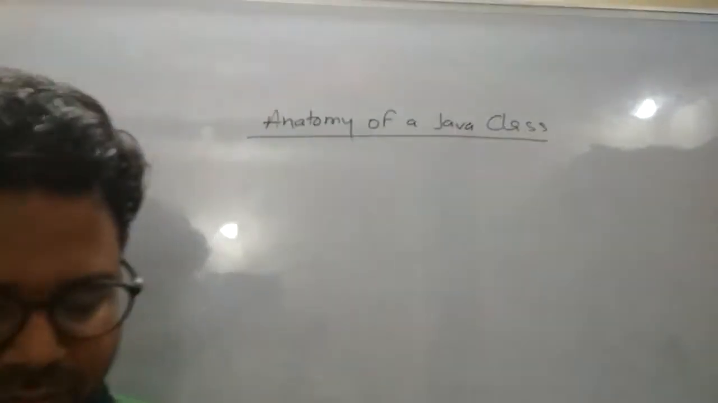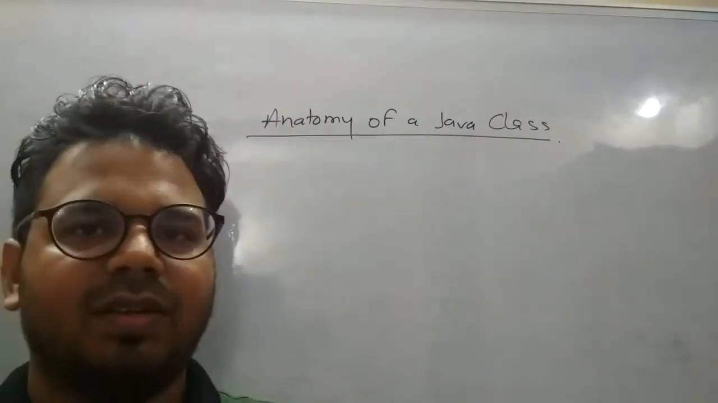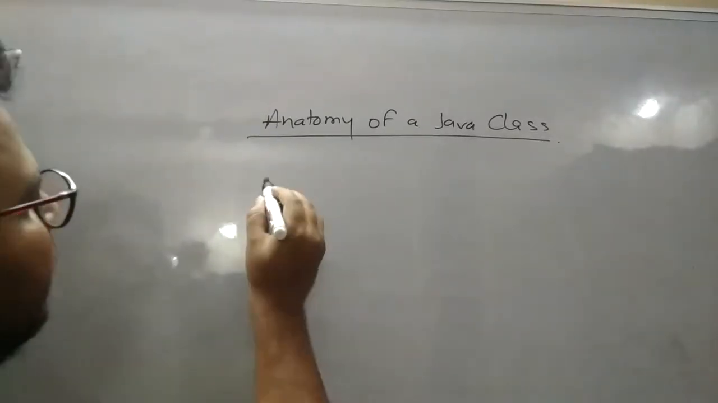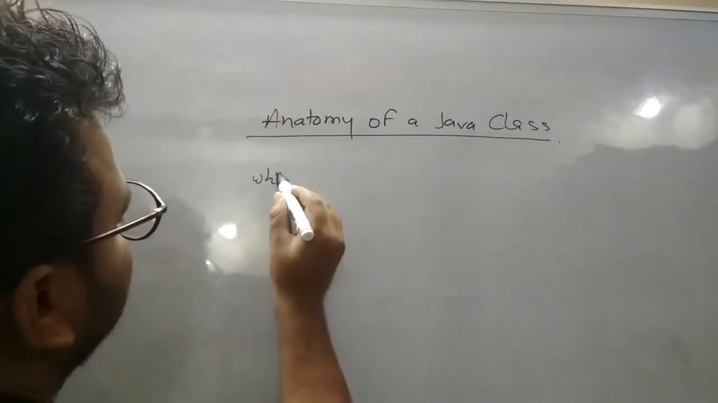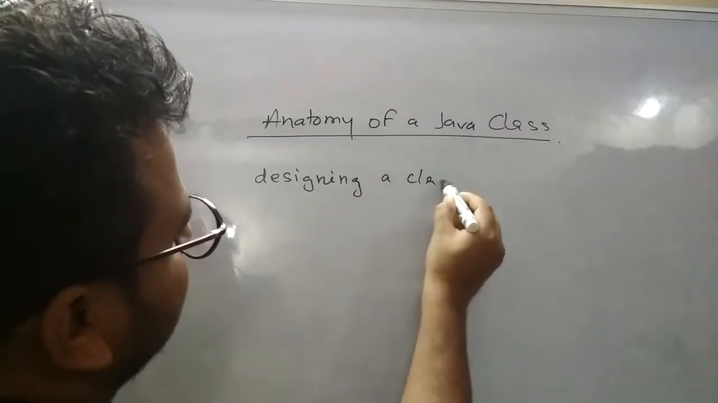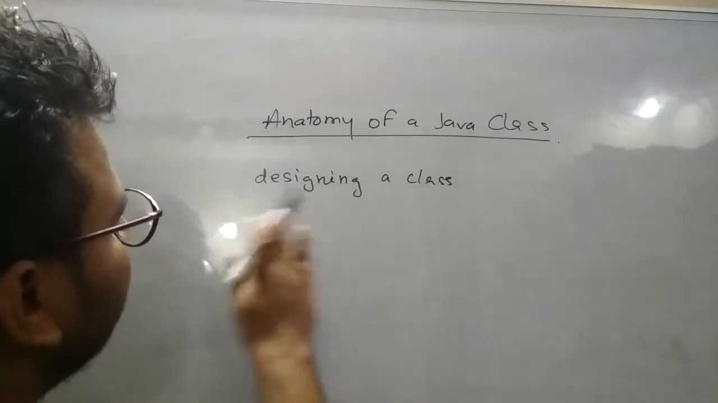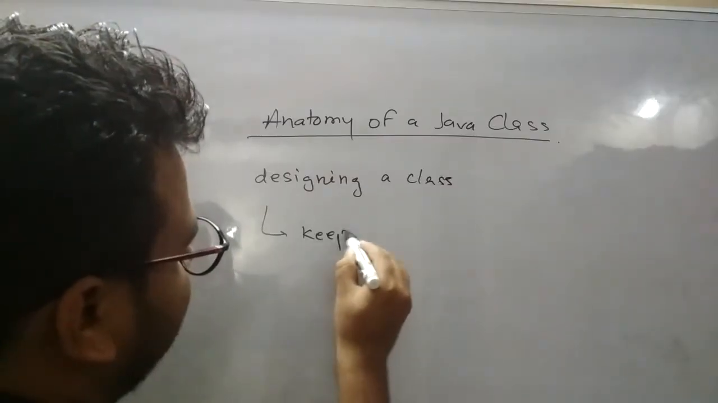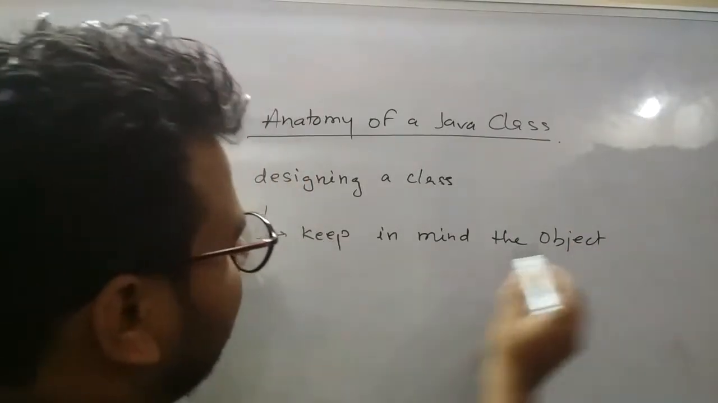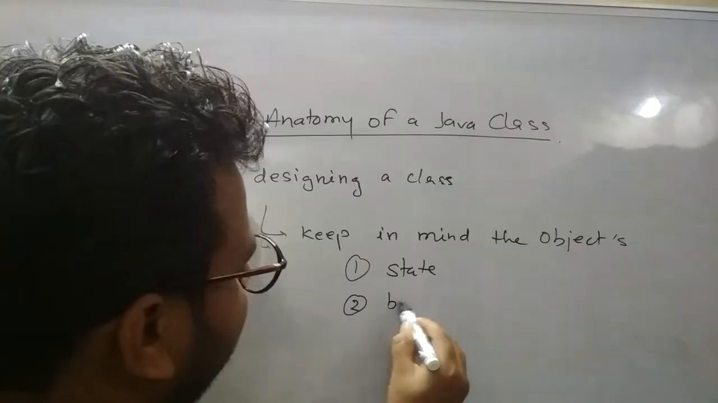While designing a class, we need to think about two things of an object, that is state and behavior. Let me write it, then I will describe it later. While designing a class, we need to understand two things of the object. We must keep in mind the object: first state, second behavior.